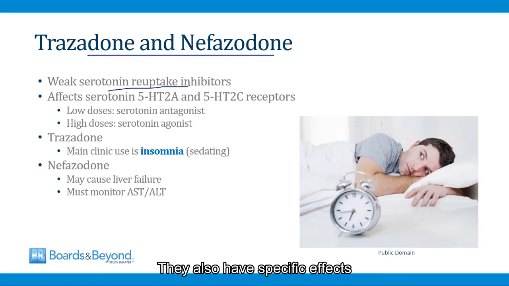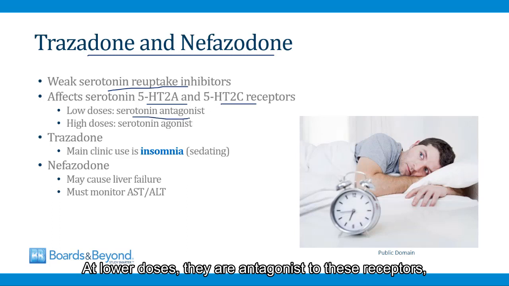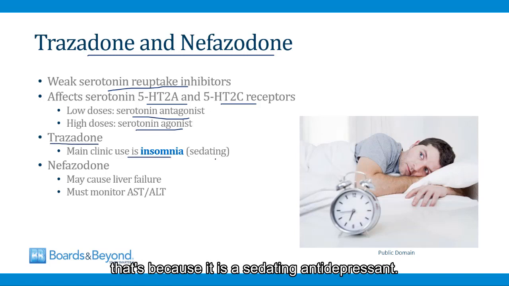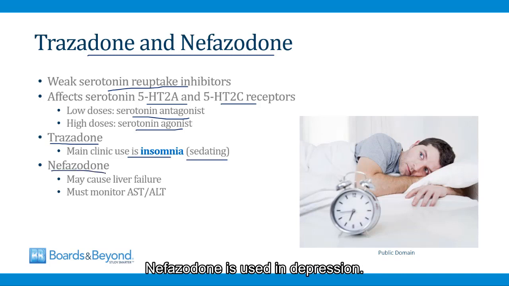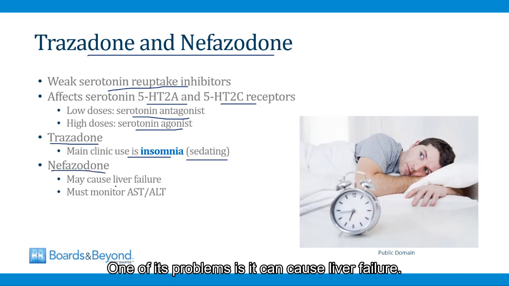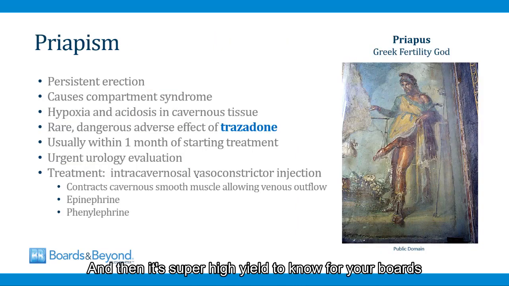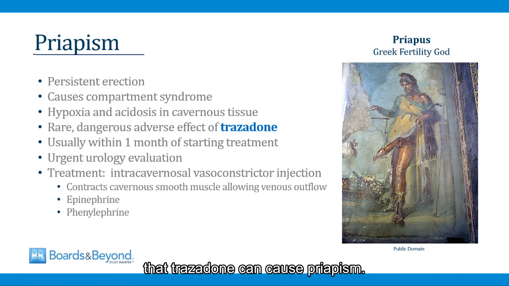They also have specific effects on the serotonin 2A and 2C receptors. At lower doses, they are antagonists to these receptors. At higher dosages, they are agonists. These drugs can be used for depression. Trazodone is often used for insomnia. That's because it is a sedating antidepressant. Nefazodone is used in depression. One of its problems is it can cause liver failure, so you have to monitor the AST and ALT. And then it's super high yield to know for your boards that trazodone can cause priapism.